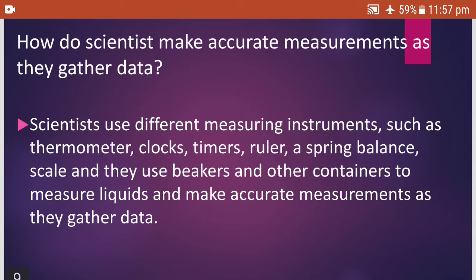Now the next question is, how do scientists make accurate measurements as they gather data? Scientists use different measuring instruments such as thermometers, clocks, timer, ruler, spring balance, scale, and they use beakers and other containers to measure liquids and make accurate measurements as they gather the data.